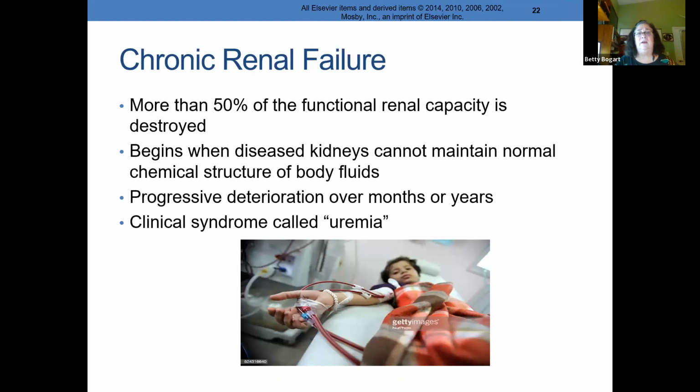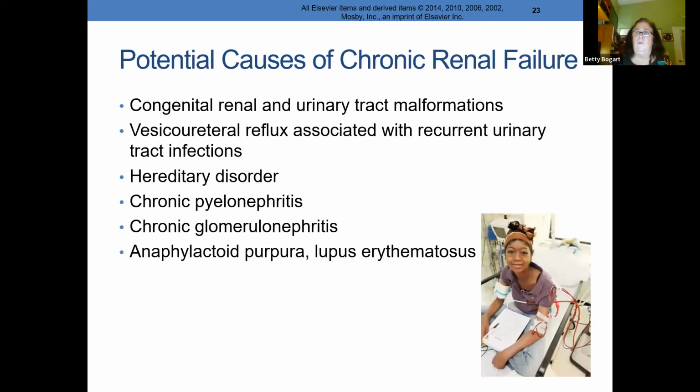Chronic renal failure, again, it could be that they're born with the kidneys not working that well, and then we start to see them deteriorating over time to the point where they're barely working at all, and these children are on dialysis. So why are kids in renal failure? As I said, sometimes it's that urinary tract malformation, or it could be reflux.